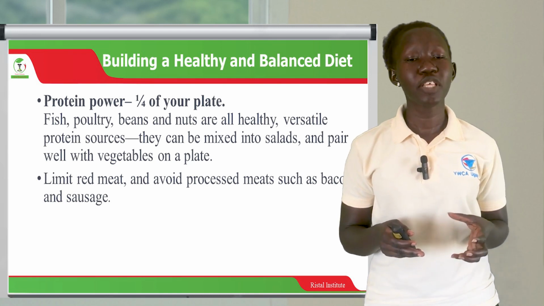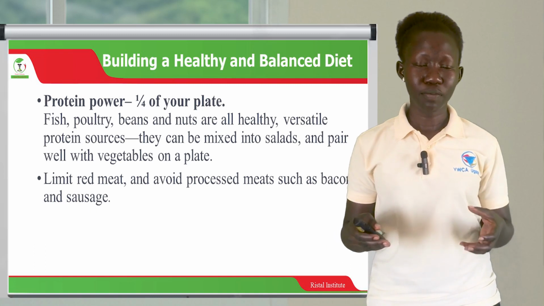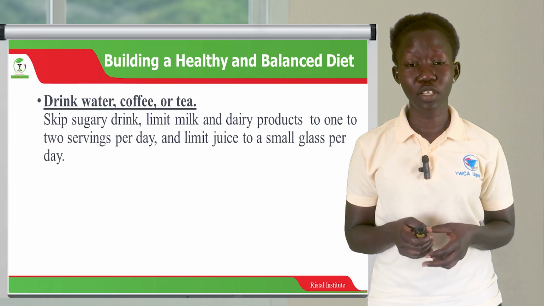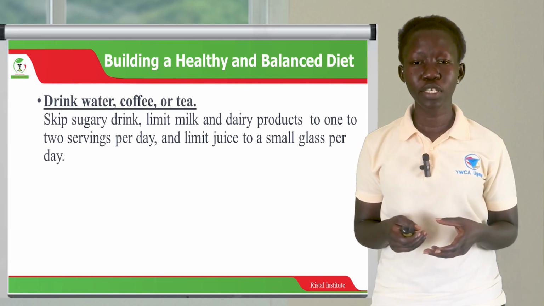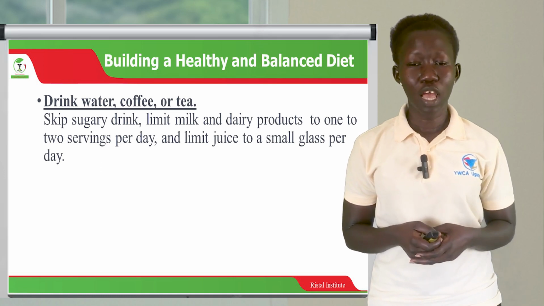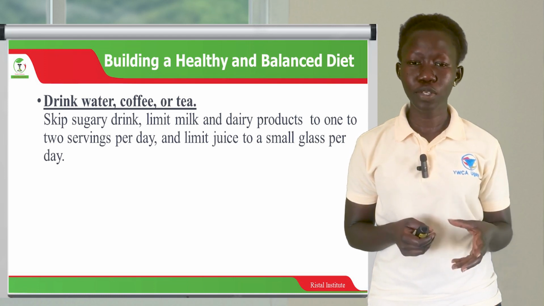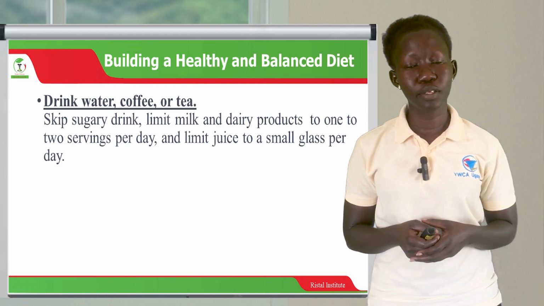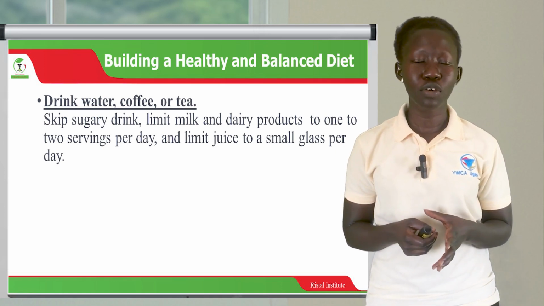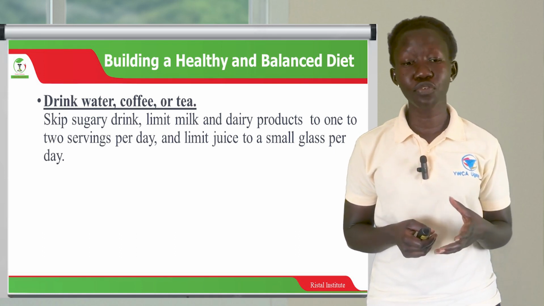Now, those are the 4 major sections of the My Healthy Eating Plate. And outside of the cycle, we have water as one of the daily reminders. You're supposed to drink water, tea, or coffee with little or no sugar. And you have to limit milk or dairy to 1 to 2 servings per day, and juice to 1 small glass per day. We are trying to limit the amount of juice you take because usually the juices have added sugars, and this added sugar is not very healthy to our body.